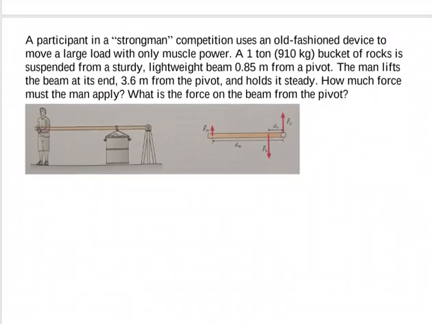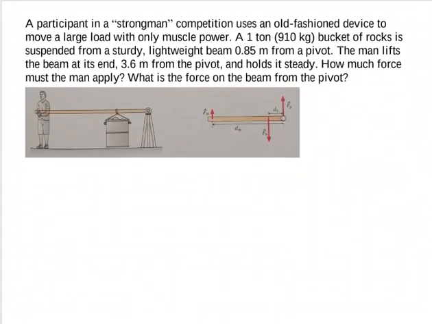So moving on, the participant in a strongman competition uses an old-fashioned device to move a large load with only muscle power. The old-fashioned device is what you're seeing here. The 1 ton, so 910 kilogram, bucket of rocks is suspended from a sturdy, lightweight beam, which is 0.85 meters from a pivot. The man lifts the beam at its end, 3.6 meters from the pivot, and holds it steady. How much force must the man apply, and what is the force of the beam from the pivot?